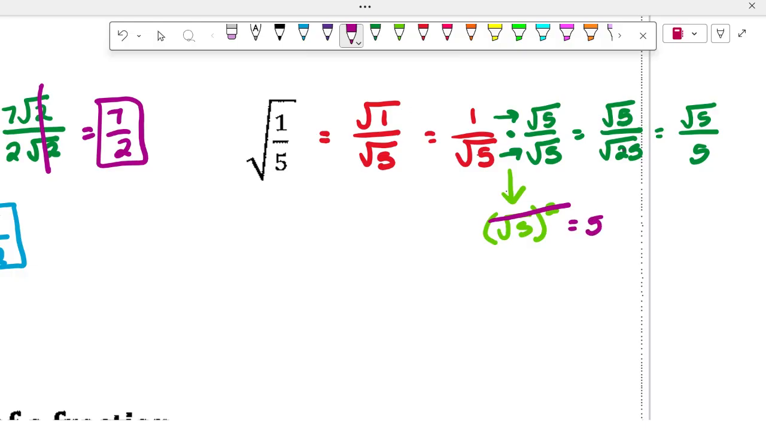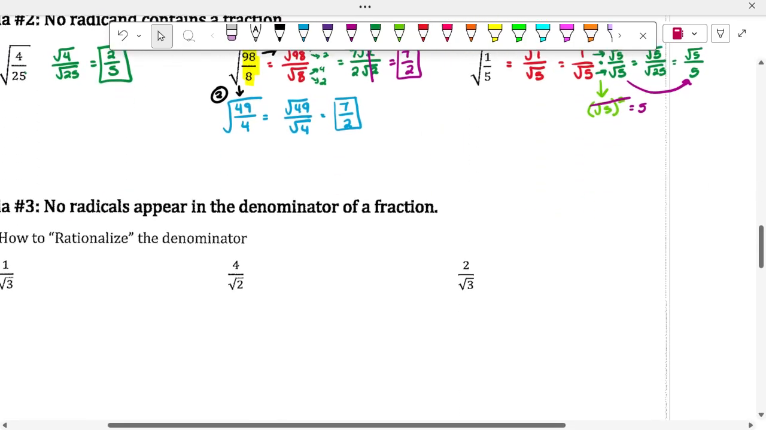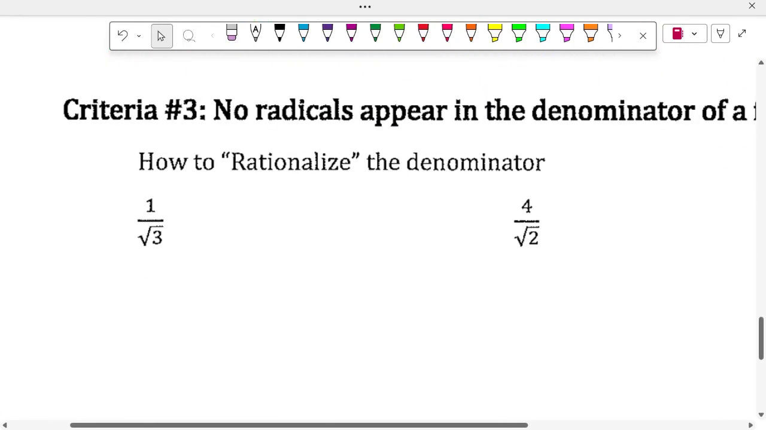So you could do the square root of 25 step, that's fine. But you could also just go straight to 5 if you wanted to, because you just have to identify that square root of 5 times the square root of 5 is squaring that number, which would cancel out the radical. Either way works, whatever you're most comfortable with. So that being said, let's do some more rationalizing the denominators.